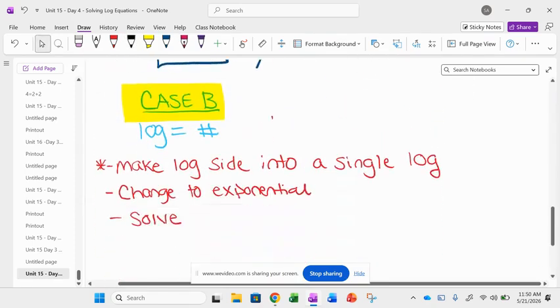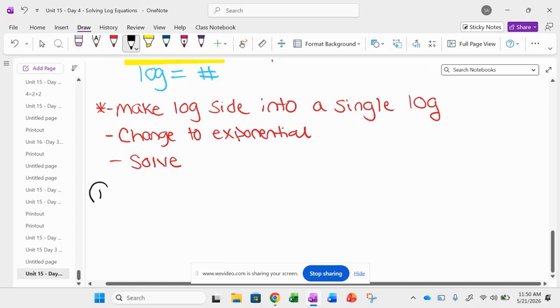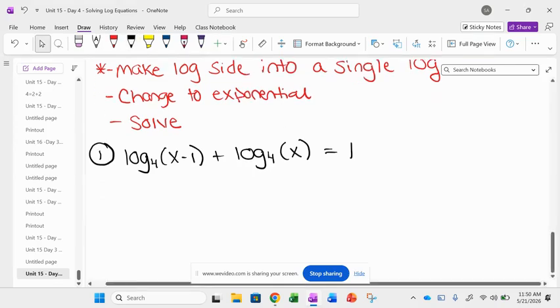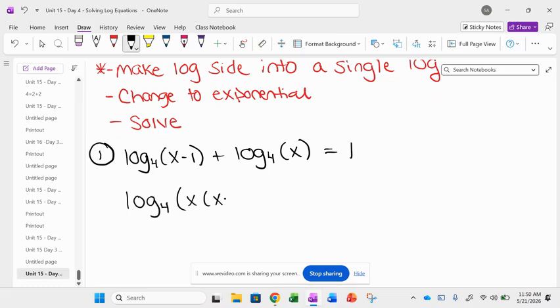Okay, so what do I mean? Let's do an example. If I have log base 4 of x minus 1 plus log base 4 of x equals 1. So now I'm going to condense the left side down to 1 log. How am I going to condense this down to 1 log? We're going to have log base 4 of x times the quantity of x minus 1 equals 1.